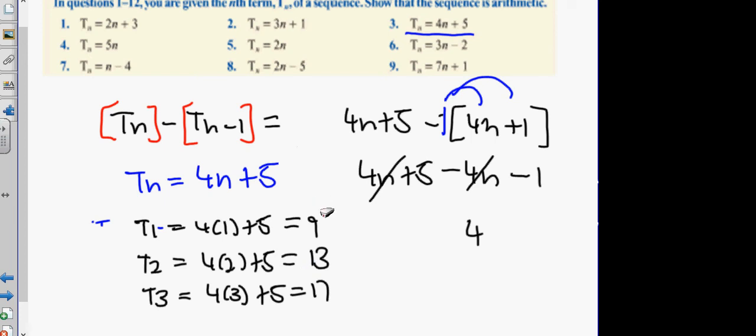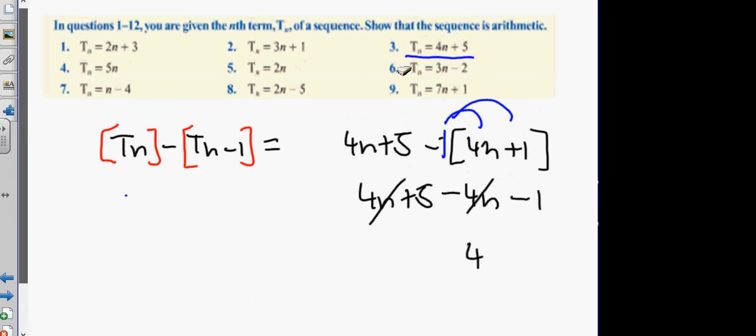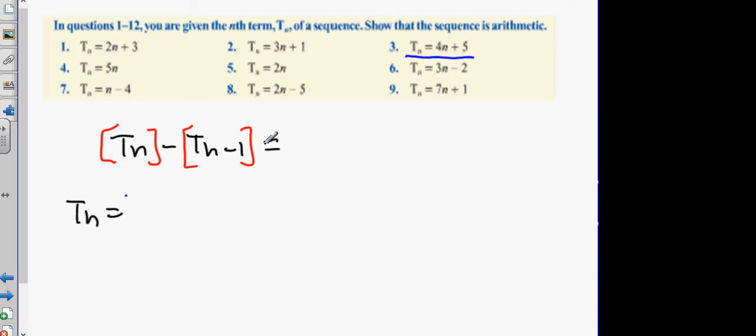Now, the next question we're going to do is number 9 as well, just to try this again. When you see this question, it's going to ask you to show that the sequence is arithmetic. To show that the sequence is arithmetic, you simply use this formula here, Tn minus Tn minus 1. The question will tell you what Tn is. Tn is 7n plus 1. Then you won't be told what Tn minus 1 is.